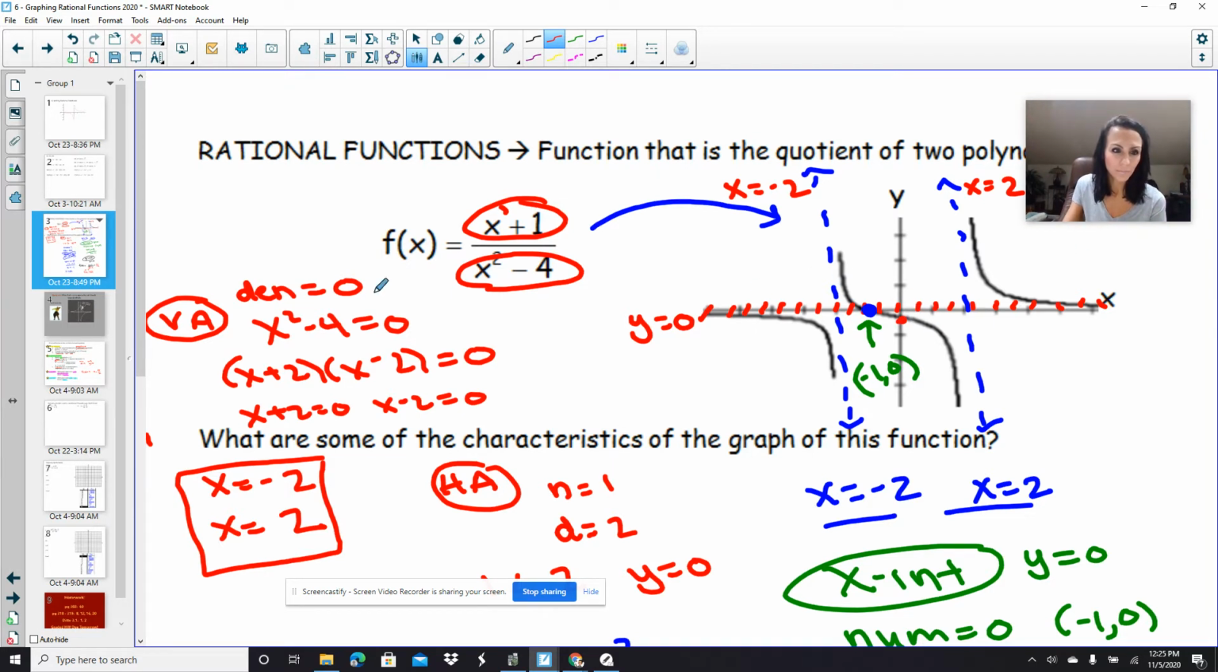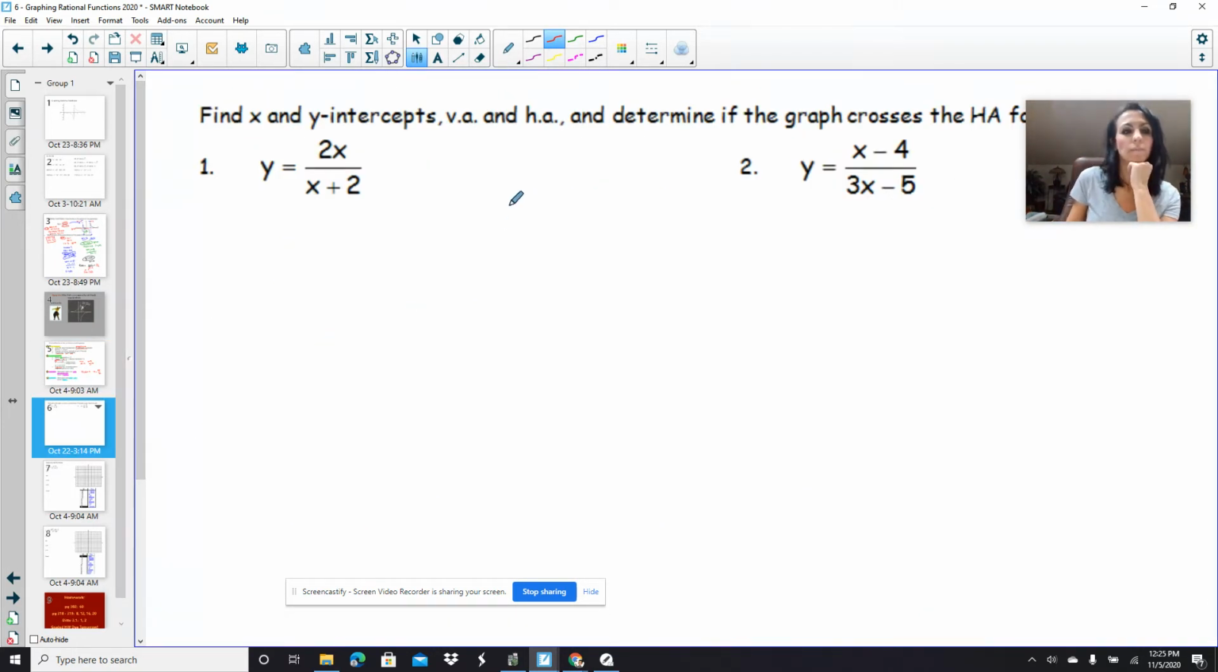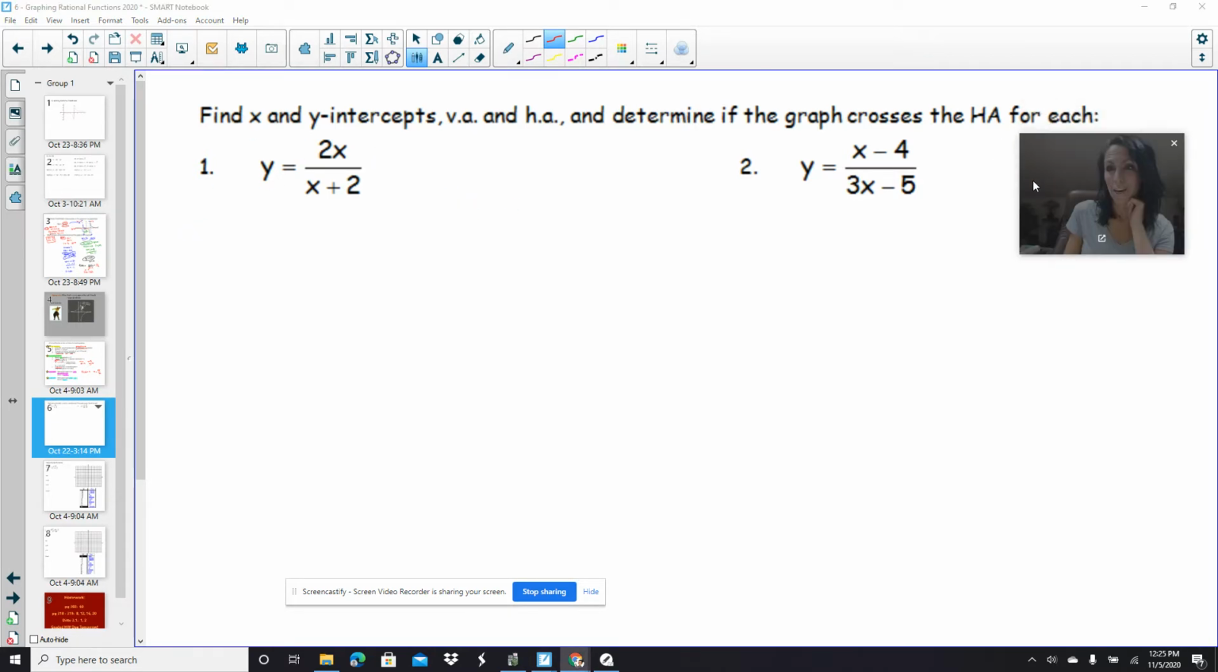All right. So those are the components that we will be looking for when we're graphing rational functions. So let's try some. Maybe pause me at this point, try the next 2 examples, and then hit play and see how you did. Okay, let's see how you did.